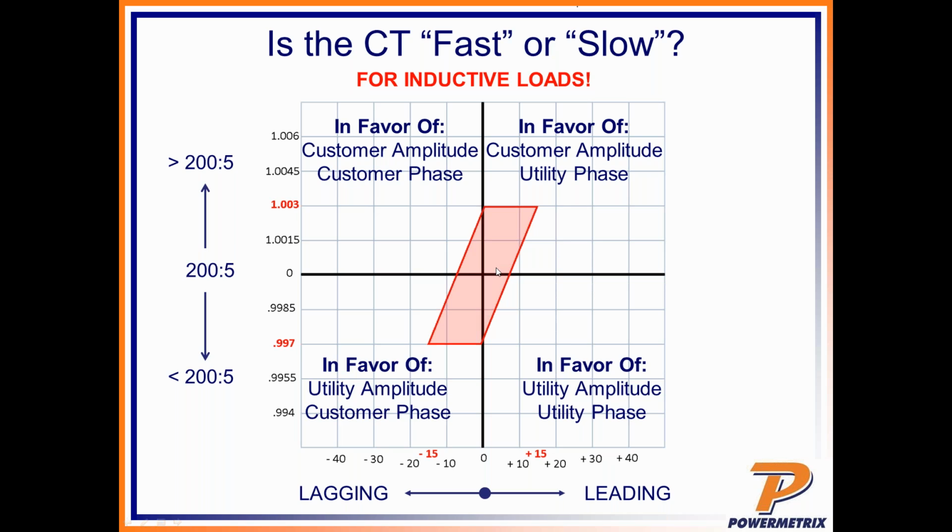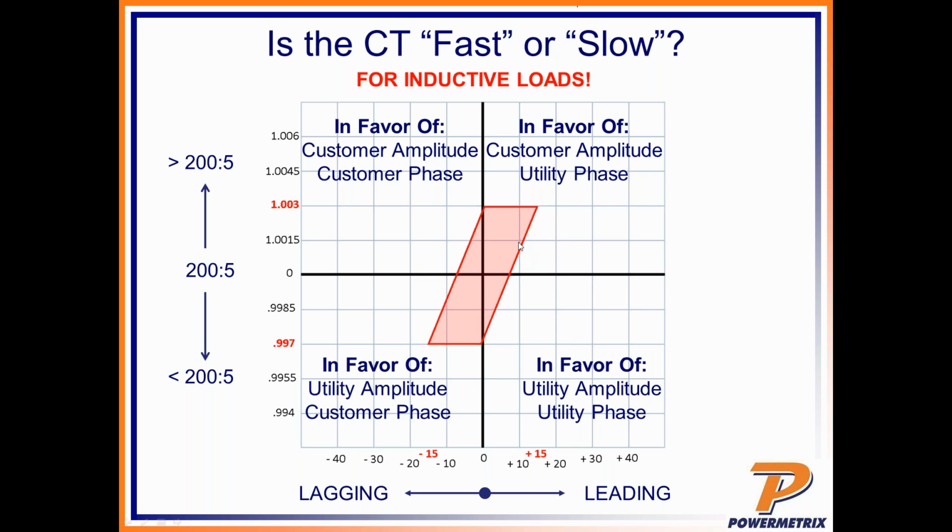So that's why they came up with this parallelogram, right? That's the main theory behind it. As we go higher in the customer's favor, we're allowed more in the utility's favor on phase to kind of balance things out. Now, it's important to recognize that this is for inductive loads, okay? So if you think about it, on our vector diagram, our primary current is going to be lagging our voltage, okay?